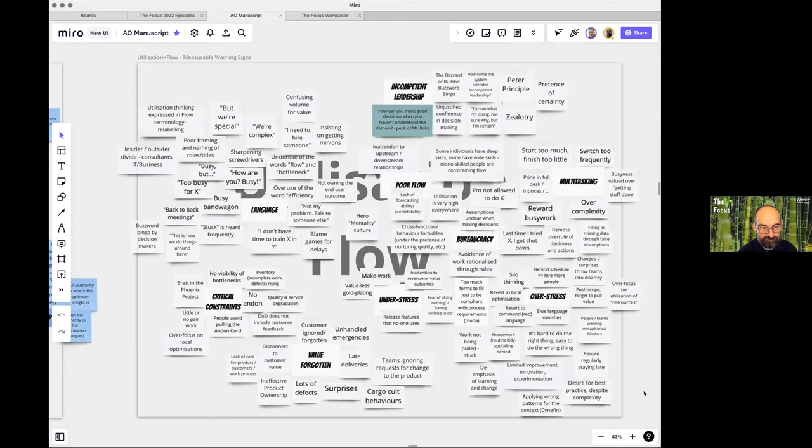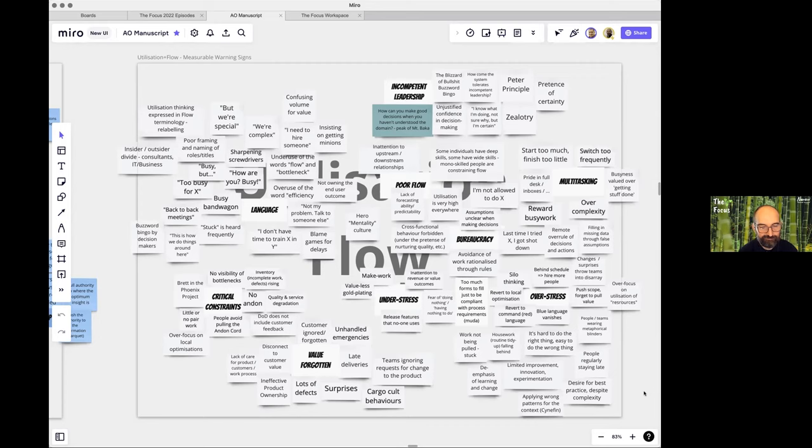Then there's that over-focus on local optimizations. We spoke about our local optima. That is really that over-focus. And it becomes a real political game, these local optima trying to fight one another. And who loses at the end of the day? It's the customer. With that, value is forgotten. Notice the behaviors about people forgetting value, forgetting the customer. There are lots of defects, lots of surprises, lots of frustration because people don't understand the value. They've forgotten the value. And then we had overstress, and on the other side, we had no stress or understress.